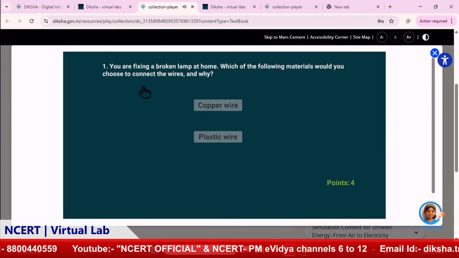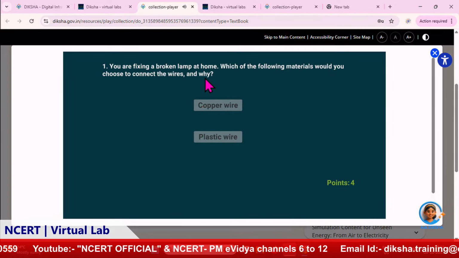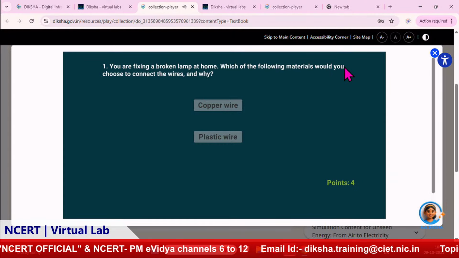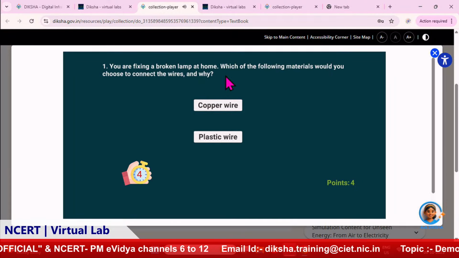Again there are some more questions, case-study type questions, here. You are fixing a broken lamp at home. Which of the following materials would you choose to connect the wires, and why?